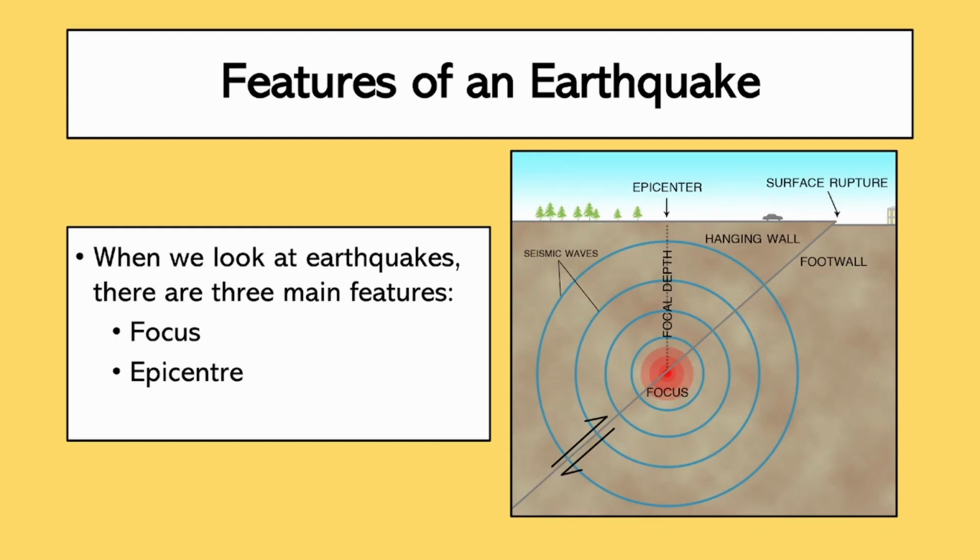The next main feature that we have is the epicenter. Now, this is the location directly above on the surface of the Earth, on the surface layer of the crust, where it lines up with the focus. So if you just had a straight line going from the focus all the way up to the surface of the Earth, you would find the epicenter. So that's where most of that energy is going to be released.